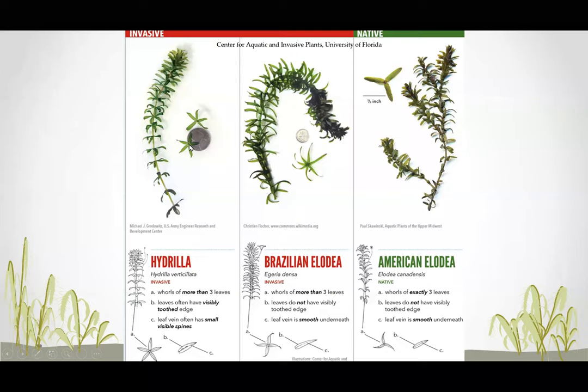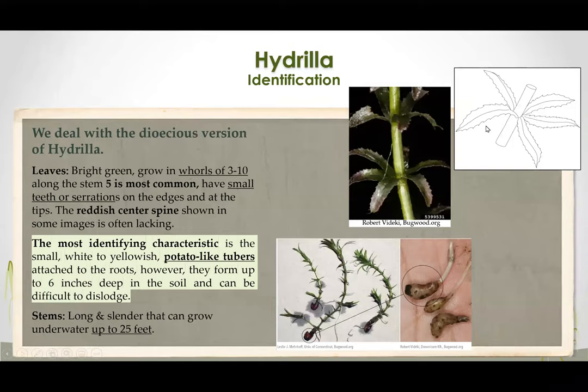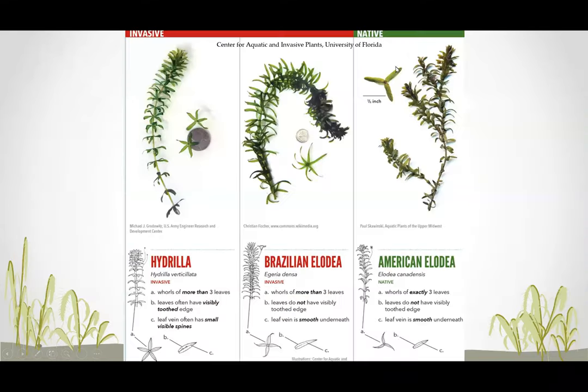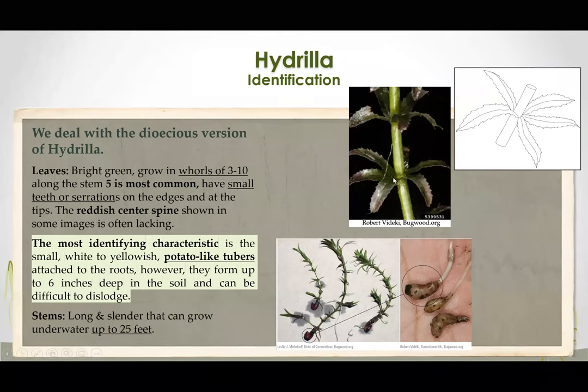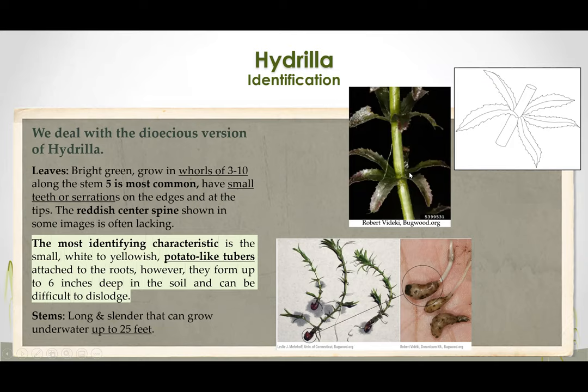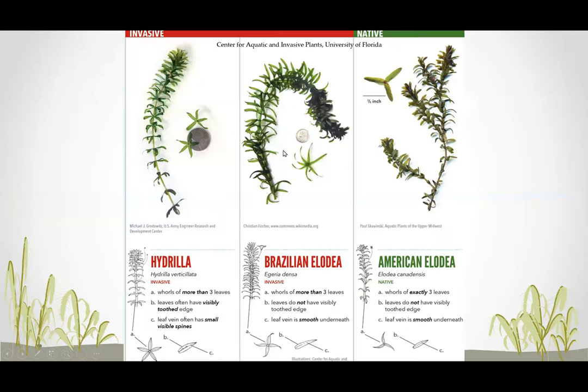And if you do encounter a hydrilla that only has 3, always look for that serration, because the native Elodea is smooth, always smooth. So the hydrilla is normally more than 3, usually 5, always serrated. And it has that small visible spine, pictured down here. But remember, it's hard to see in the photos, but it's there. So that's how you can tell the difference.